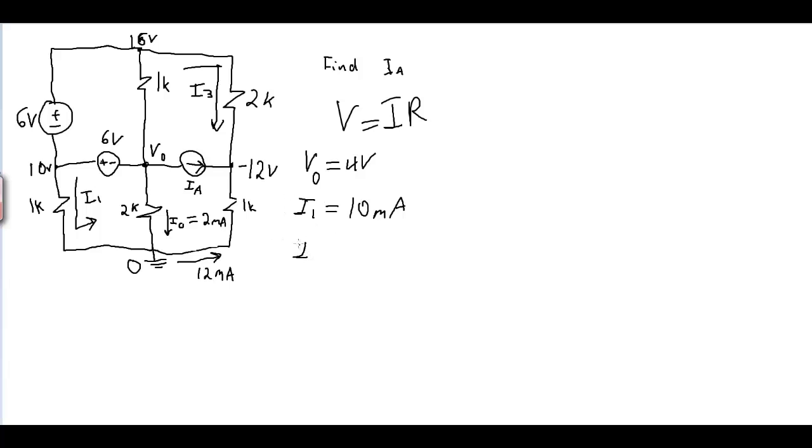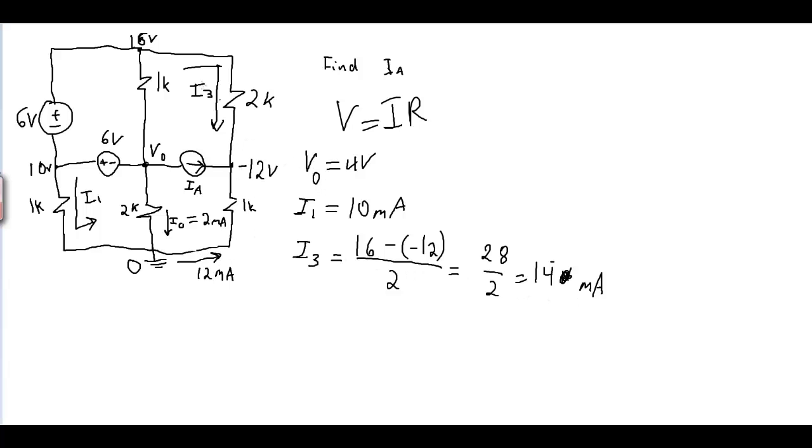So what's the voltage drop across that 2K? The voltage drop across the 2K is the potential difference across the resistor. So the potential difference is going to be 16 volts minus negative 12 volts, and this is all divided by 2K. So that would be 28 divided by 2 is 14. Milliamps. So this is 14 milliamps going in.